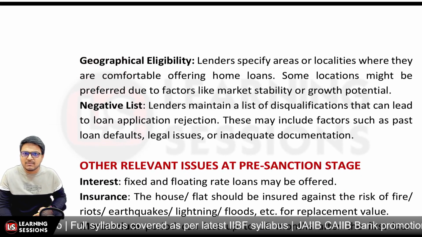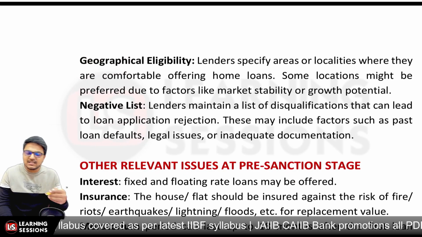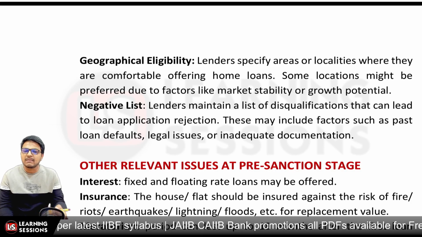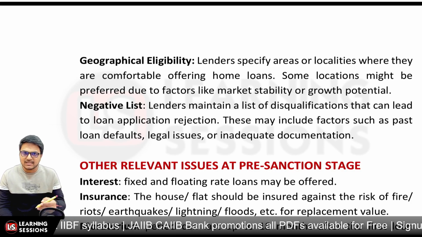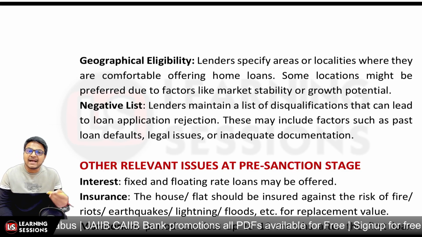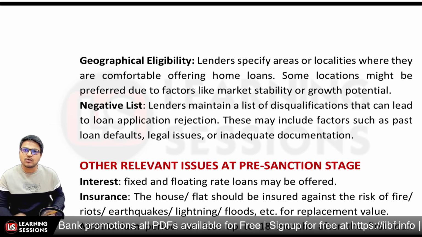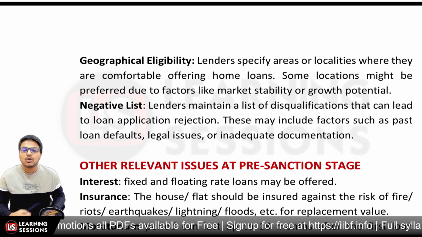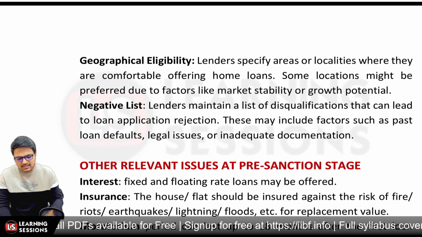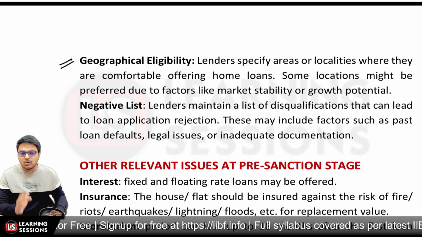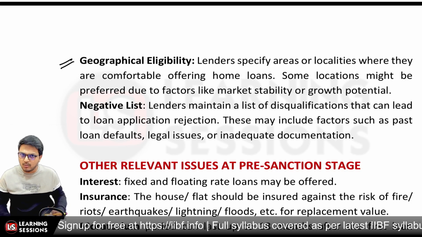Now, geographical eligibility is related to lenders in specific areas or territories being very comfortable giving home loans, because property rates or land rates are quite high in that scenario, right? So it could be related to market stability, economic stability, and growth potential also, right? These are some of the things looked into from the lender's point of view while fixing the quantum of the home loan.